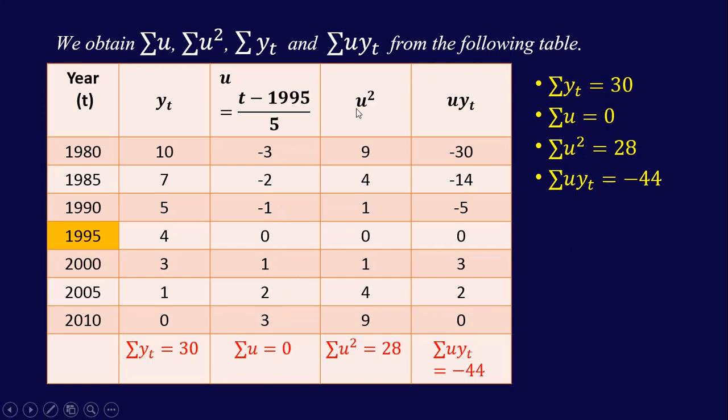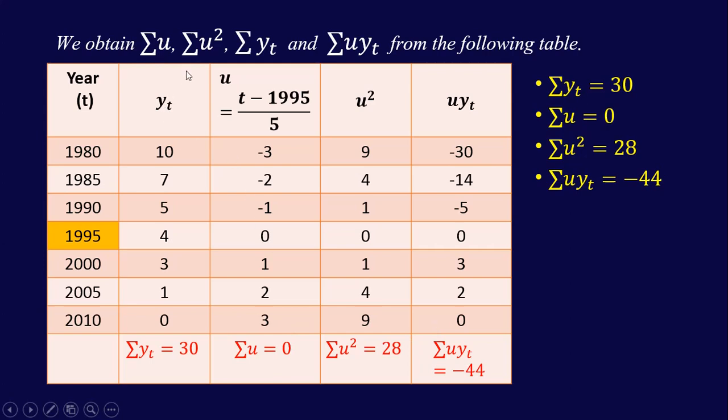Now u square. Here are the values of u and their squares: minus 3 square is 9, minus 2 square 4, minus 1 square 1, 0 square 0, 1 square 1, 2 square 4, 3 square 9. The last column is u yt, the product of u and yt. 10 into minus 3, minus 30, 7 into minus 2, minus 14, 5 into minus 1, minus 5, 0 into 0, 0, 3 into 1, 3, 1 into 2, 2, 0 into 3, 0.